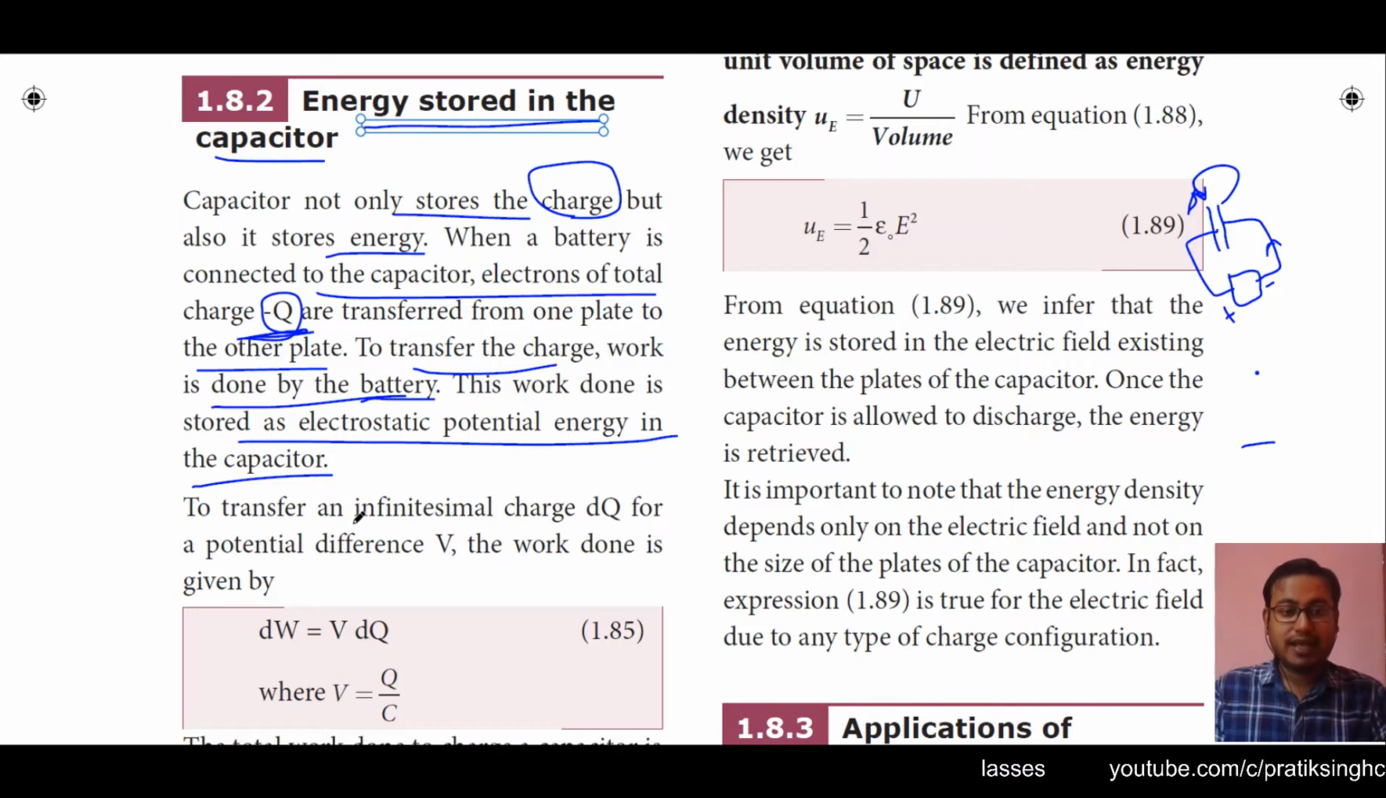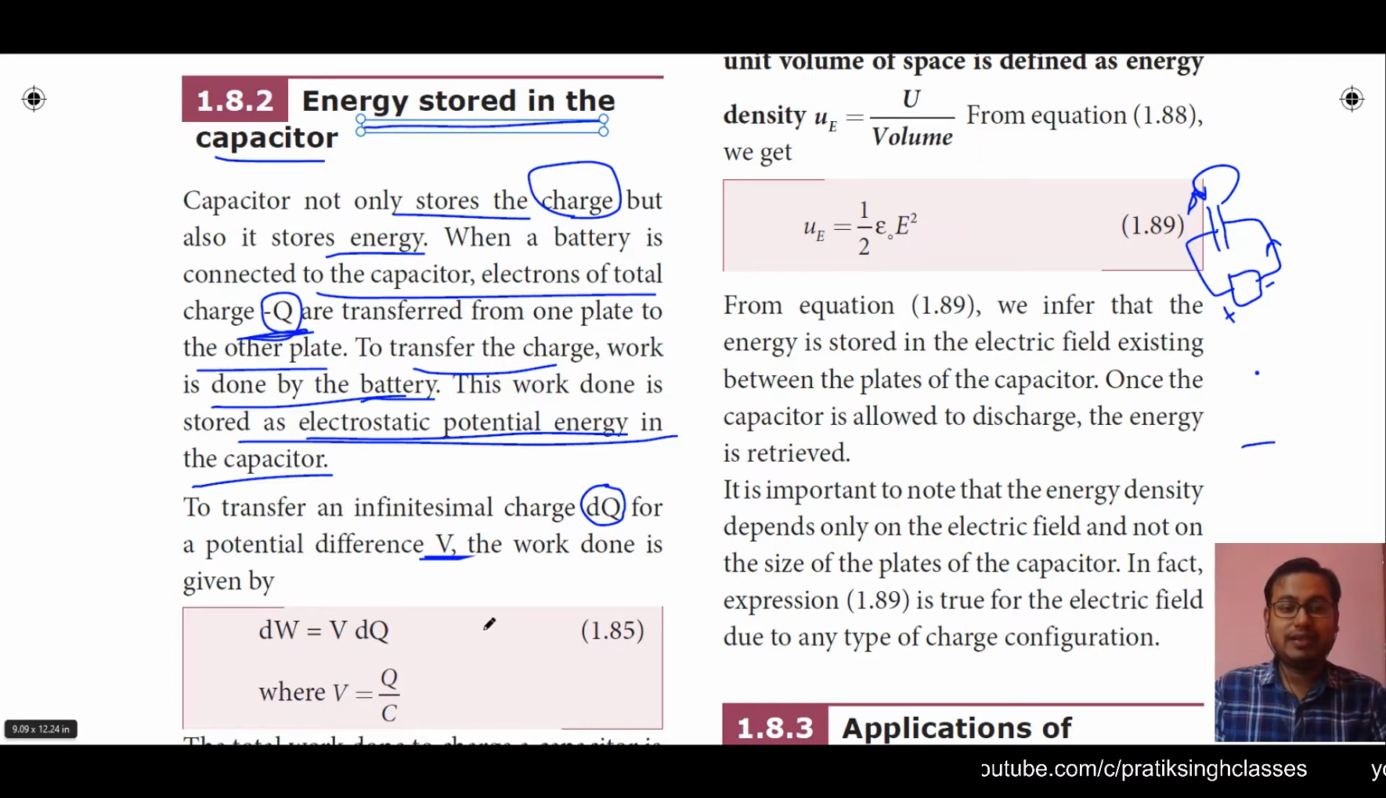To transfer an infinitesimal charge dq, means suppose we have to transfer a very small amount of charge dq from one plate to the other plate, for a potential difference v. The potential difference between the plates, or between the terminals, is v. Then the work done is given by dW = v dq.